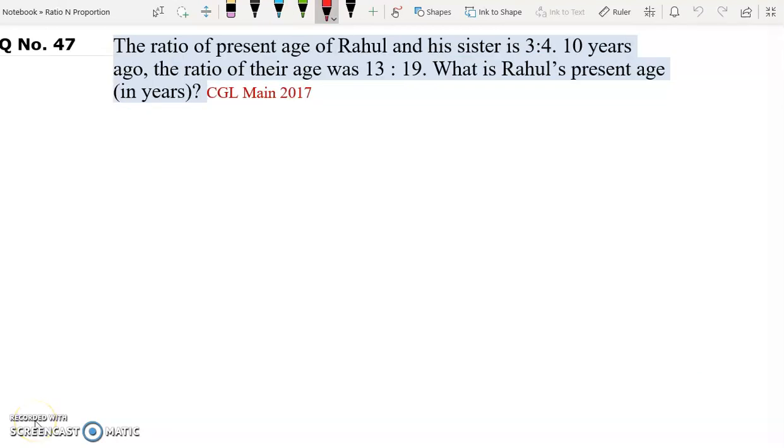Question number 47. The ratio of present age of Rahul and his sister is 3:4. 10 years ago, the ratio of their age was 13:19. What is Rahul's present age? So in this question, we have Rahul and we have his sister. The present age is in the ratio of 3:4. 10 years ago, the ratio of their age was 13:19. This is 10 years ago.